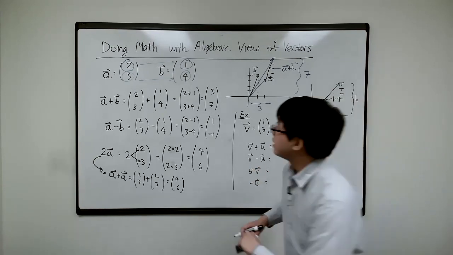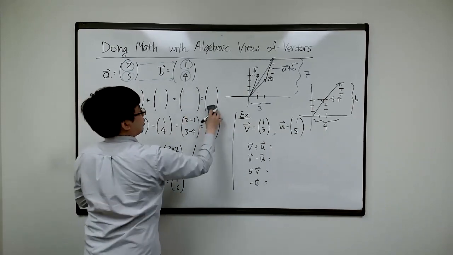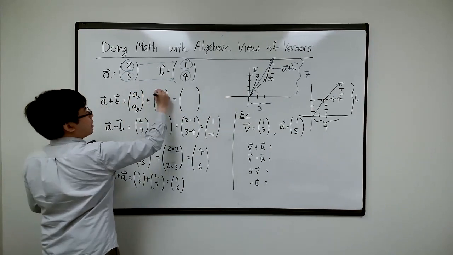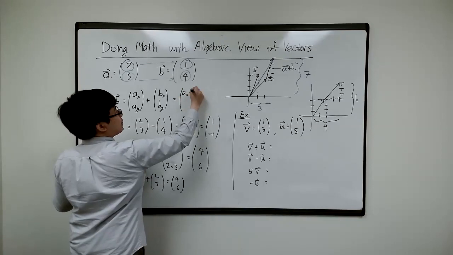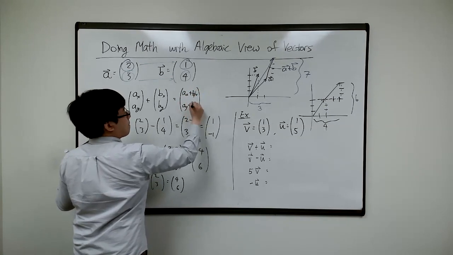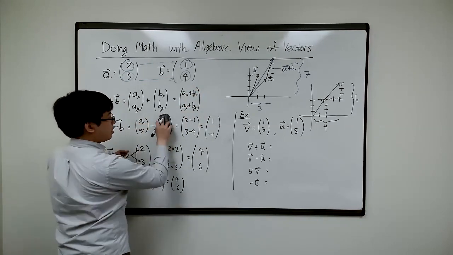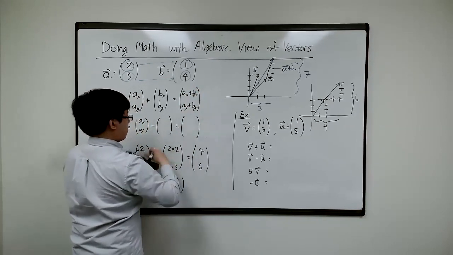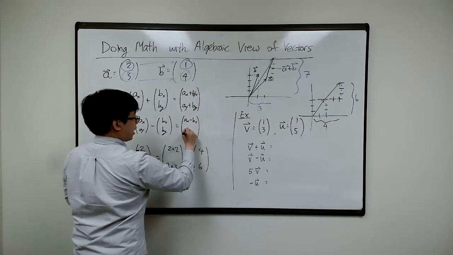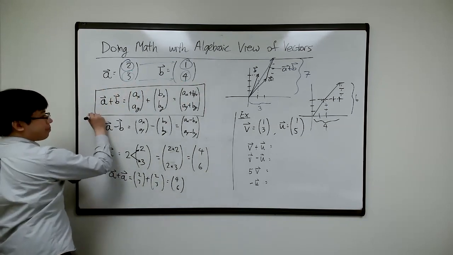So I'll summarize the rules here. The rules are, if you have A is AX, AY, and B is BX, BY, the rule is you can just add them component by component. If you're subtracting, then you have AX, AY minus BX, BY. So you have AX minus BX, AY minus BY, like this. So I'll put this in a box.